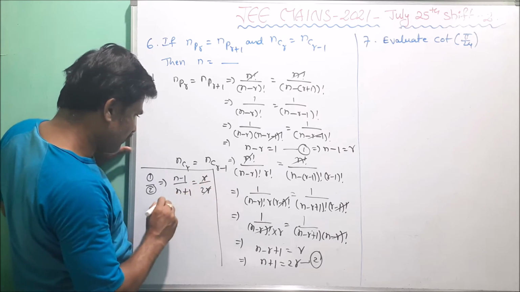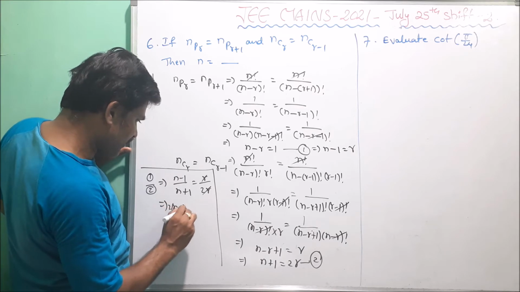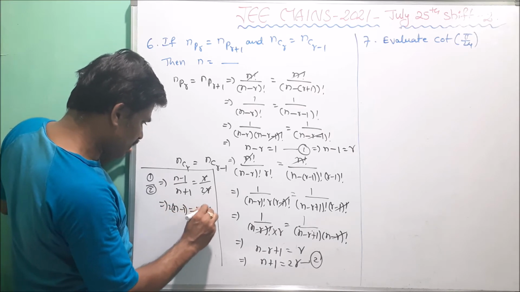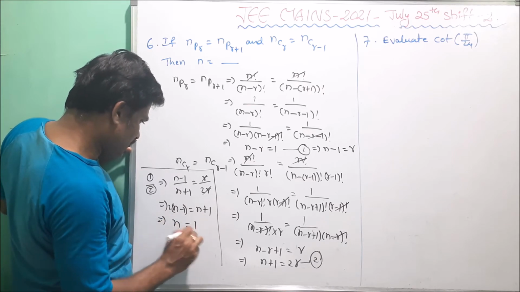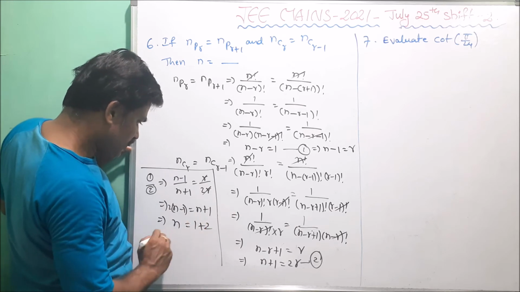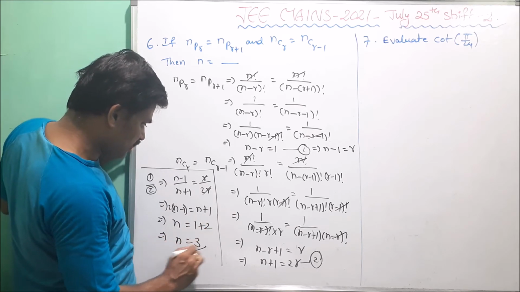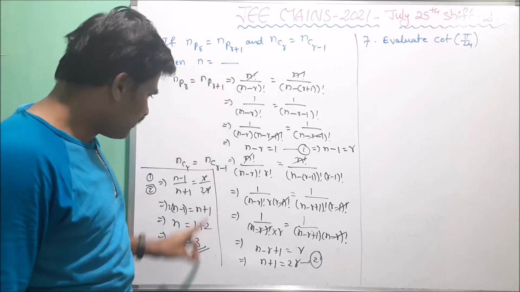r will be cancelled. Then we write 2 into n minus 1 equal to n plus 1. Here we write 2n minus n is n. So 1 minus 2 means we can take the right side plus 2. So that value will be n equal to 3. So here to find n, that is 3.